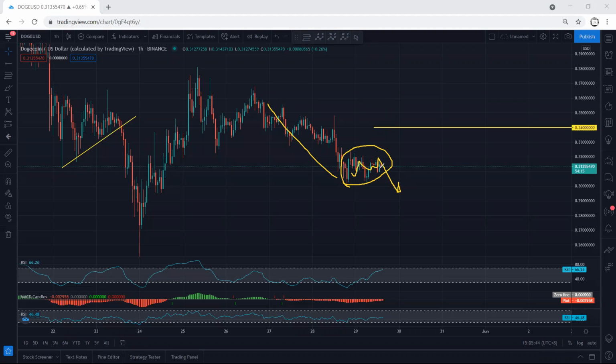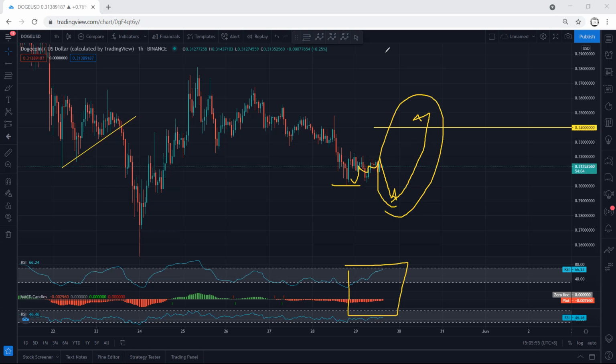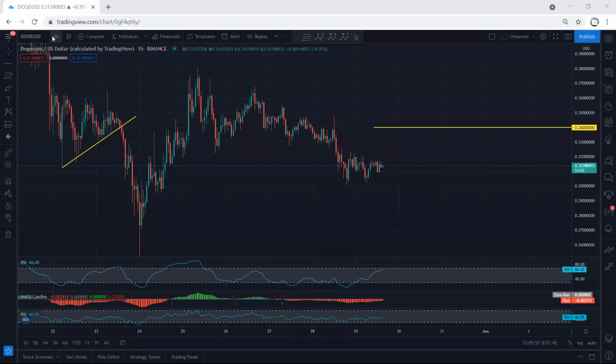And even in my last analysis, I mentioned if this one gives us one more drop with the breakout of the previous low, which is 0.3, we can see the divergence. Then any reversal from there, we can look for buy. Okay, this is the best thing.